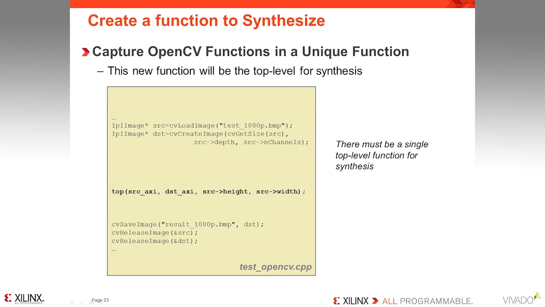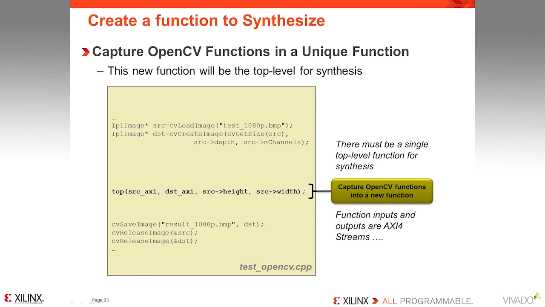Okay? So let's look at how we would synthesize this or create a hardware accelerator. Okay? So the first thing we need is that in Vivado HLS, there must be a single top-level function for synthesis. Okay? There must be one function, and we're going to synthesize everything below that. So we would capture a single top-level function. Now, if you've noticed in this, we've called the input data source underscore AXI and destination underscore AXI. Okay? So we're going to use AXI interfaces on this design. And let's see how we would add that.